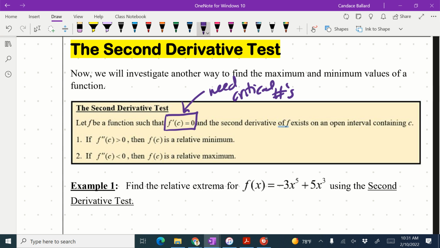And then the other part is there has to be a second derivative that exists. We don't necessarily have to have it in front of us right there, but we need to know that we can take the second derivative of it. If our second derivative, what does this mean right here? What does greater than 0 mean? Positive. Good job, you guys.